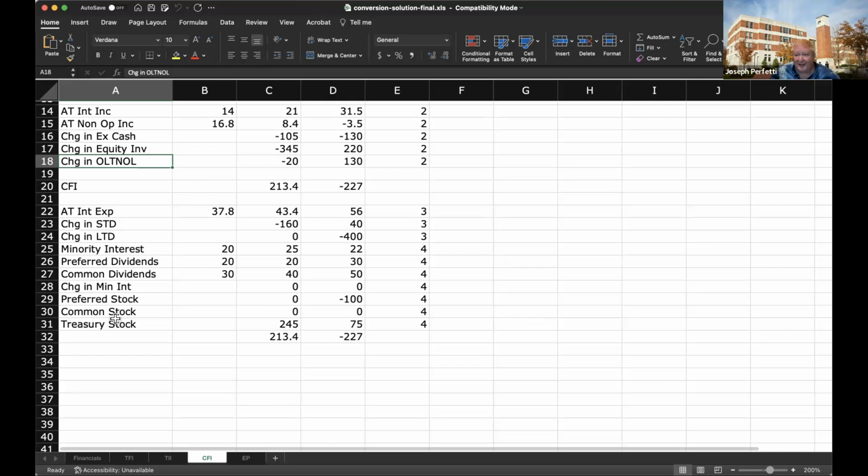The simple way in the TII and the CFI to think about it is, if the cash is leaving the business, it's a positive number. If the cash is coming to the business from a debt holder or equity holder, it's a negative number. That's the way the Modigliani-Miller statements are structured.